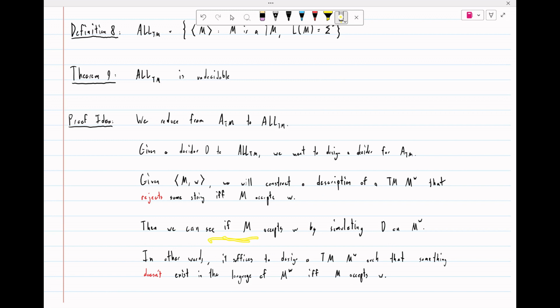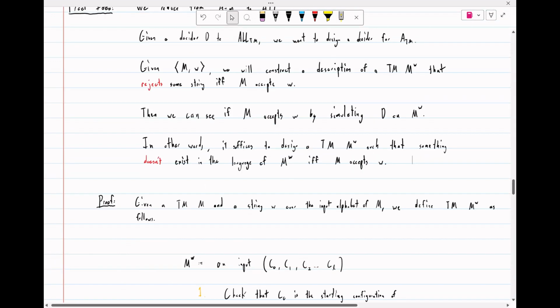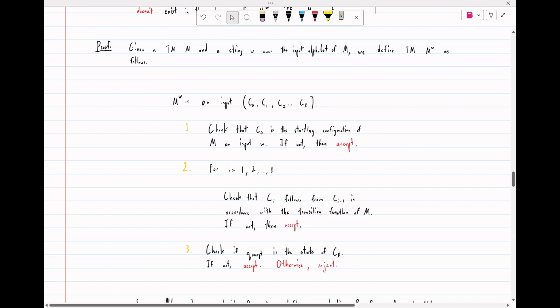Then, same idea, we can see if M accepts W by simulating D on this thing MW that we're going to construct. And so now it suffices to design this Turing machine MW such that something doesn't exist in the language if and only if M accepts W. We're just flipping the logic that we just gave. And let's see how we can modify the proof to do that.